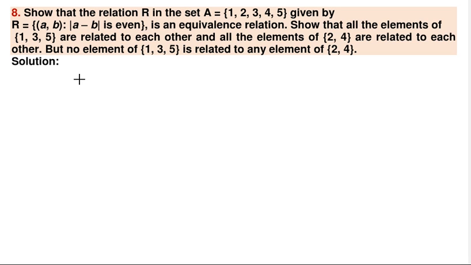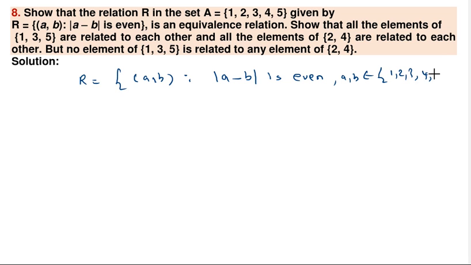So let us write R first in the set builder form. The representative element, that is the ordered pair (a, b), such that the absolute difference between the two elements a, b is an even number, and a, b belong to the set {1, 2, 3, 4, 5}. Okay, so this is the relation. To discuss one by one, first reflexive.